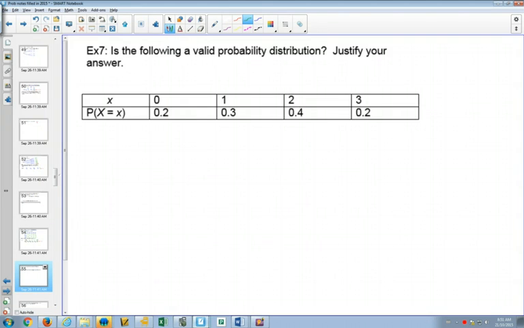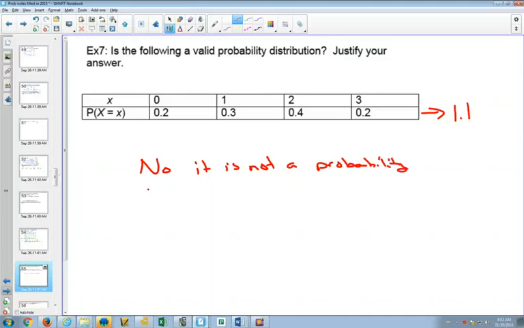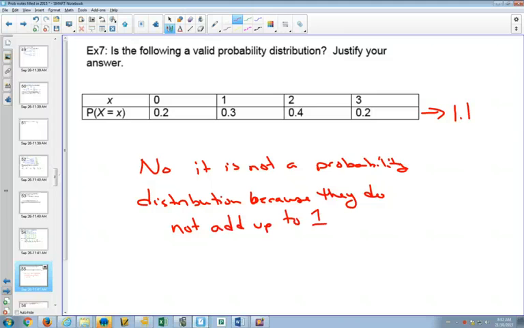Is this a probability distribution? How can you tell? Some people say no. What's wrong? Doesn't add up to 1. If we add these all up here, 0.6 plus 0.5, we get 1.1. No. It's not a probability distribution, because they do not add up to 1.